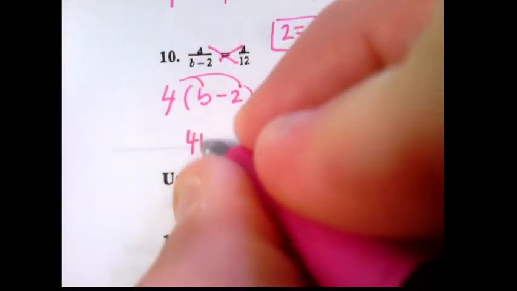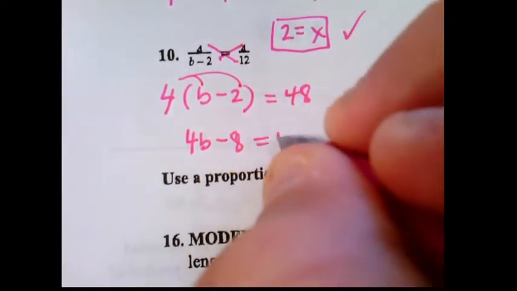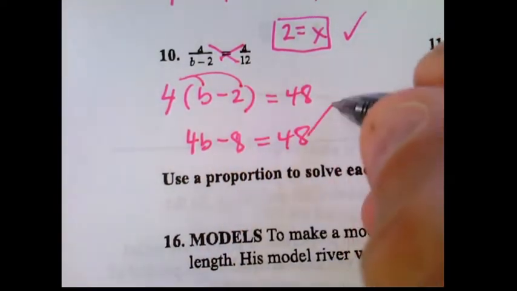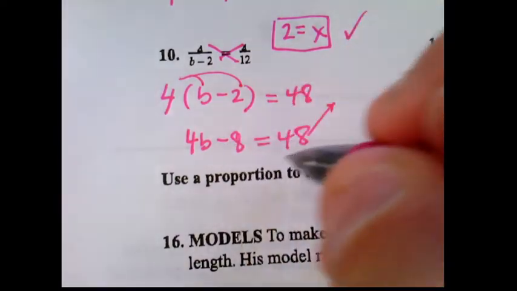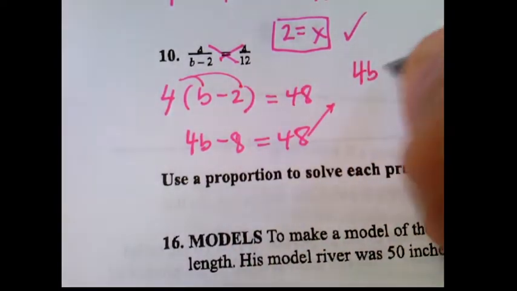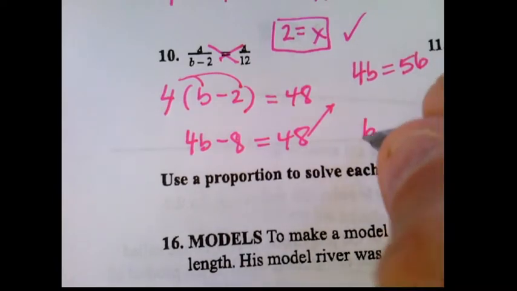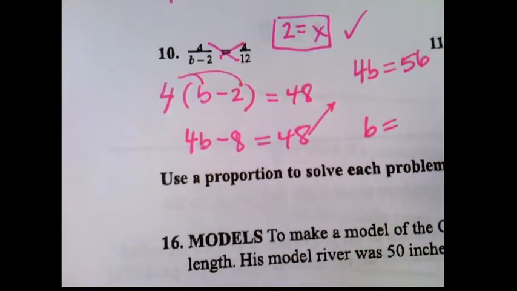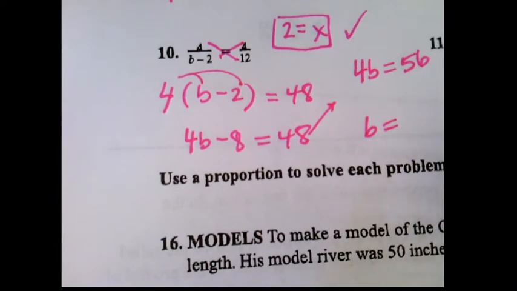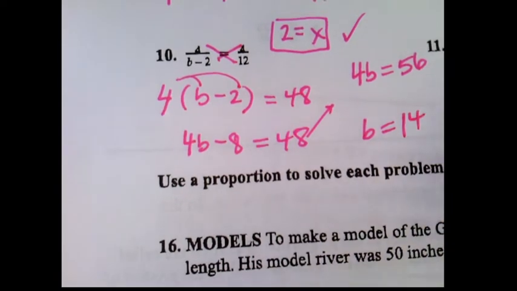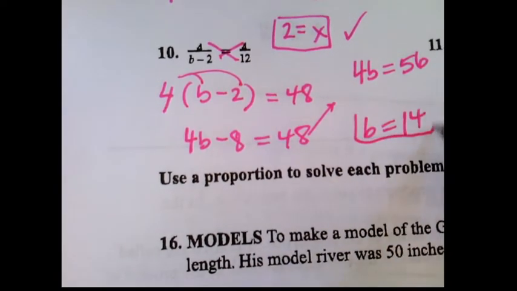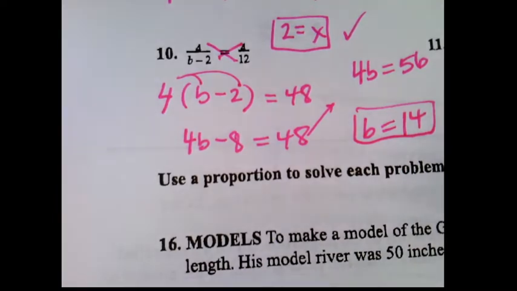Now from there, we're going to distribute in the parentheses. And then from there, I'm going to add 8 to both sides. And then I'm going to divide both sides by 4. Now 4 goes into, let's see here, 4 goes into 5 once, with 1 left over, 4 goes into 16 4 times. So there you go, 4b equals 14.